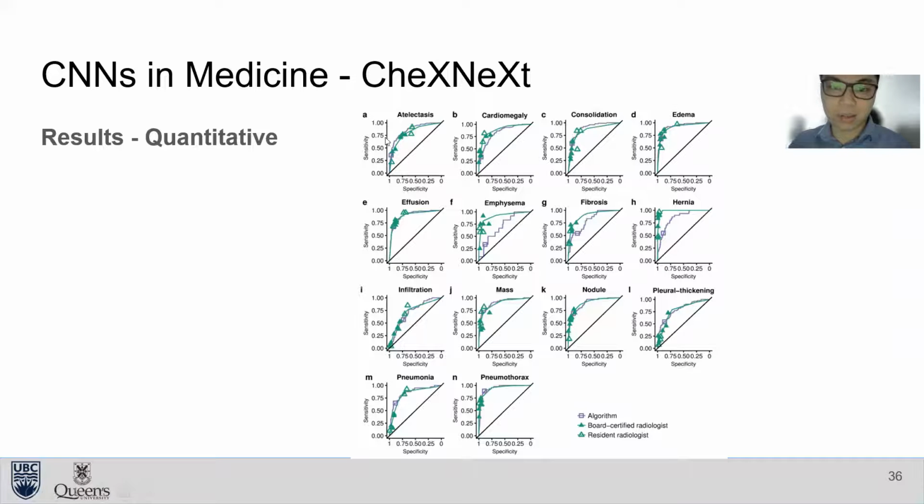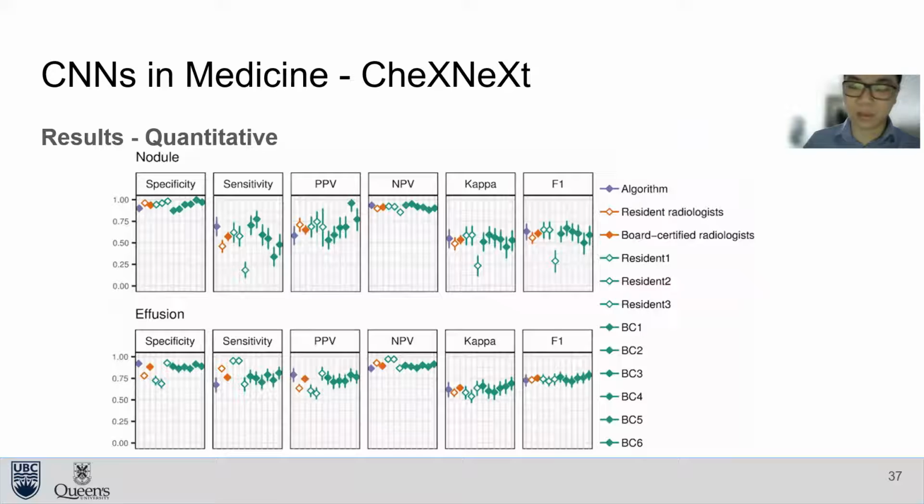So a perfect curve would be this top left corner and an area under the curve of 1. But these are actually quite good, right? Except for hernia, because there aren't many samples. When you see a curve that's very discrete like this, that should raise your suspicion. But for things where they have a lot of samples, like consolidation, it has quite good sensitivity and specificity. And it's much easier to see it this way.